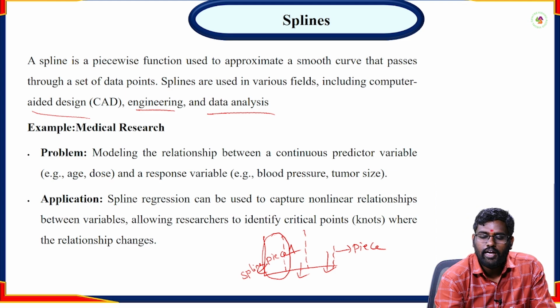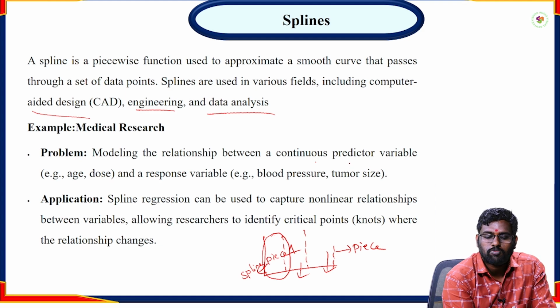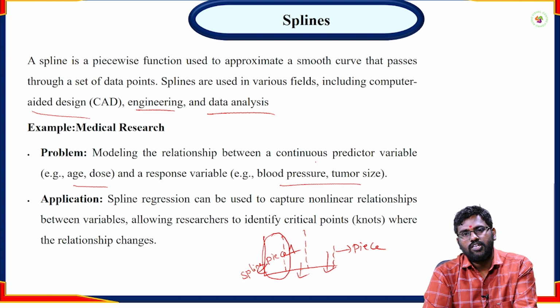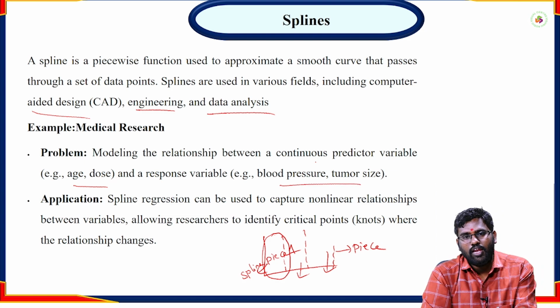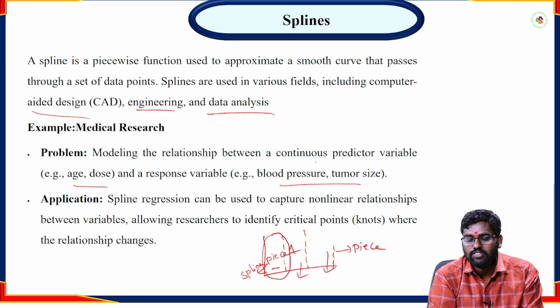Here I have taken medical research between the continuous variables and the response variables. Continuous variables are age and dose, and the responses are blood pressure and tumor size. If the age and the dose increase for a particular person, then the blood pressure and the tumor size will also increase for our patients. That is called a spline. Spline is used to represent the data in the form of pieces.